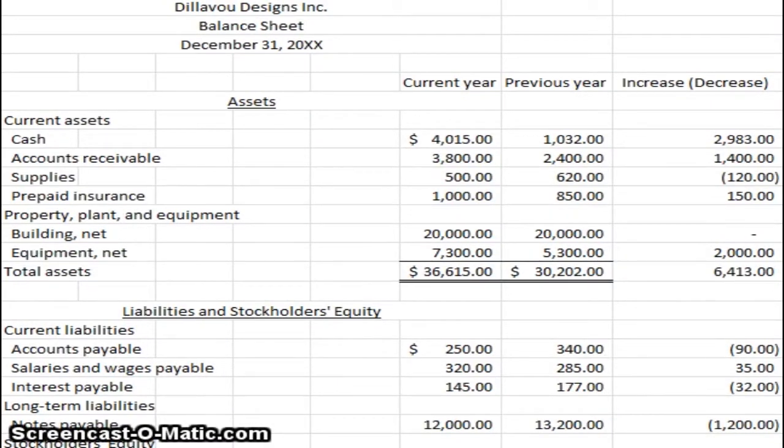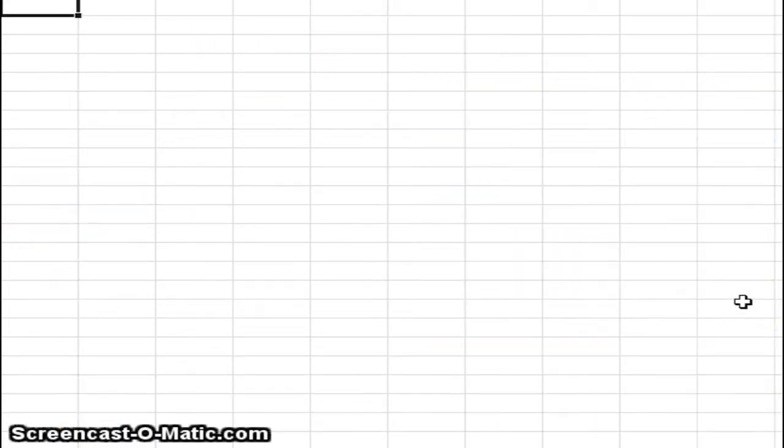And now we're ready to start actually compiling the cash flow statement. Like all of our statements, we're going to start with our heading: the name of the company, statement of cash flows, and we do want to specify which method. We're using the indirect method here.